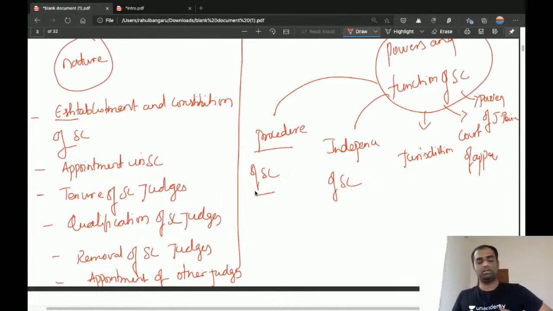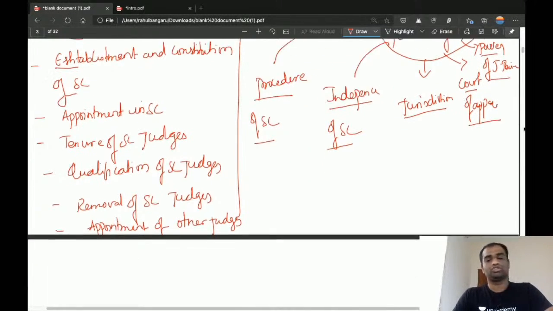Of course I will explain, Rajkumar, in Court of Appeal as well as Court of Record, this concept called contempt of court. Apart from the procedure of the Supreme Court, we will also discuss the independence and jurisdiction of the Supreme Court, and Court of Record: the Supreme Court will act as a Court of Record. We will look at what this concept of Court of Record is, and also the power of judicial review given to the Supreme Court.